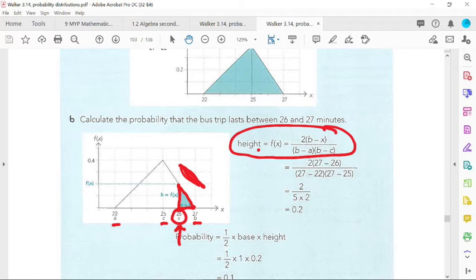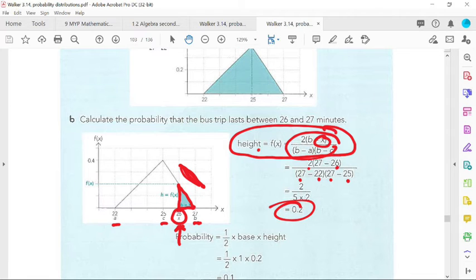All you're doing is plugging in the numbers straight from the formula. Our B was 27. Our X was 26. Down in the bottom, that's a B. That's an A. That's a B. And that's your C. Again, you don't have to memorize each one of those, but you have to put them in the right spot. Then you're just going to simplify the top, simplify the bottom, and you've got your height.